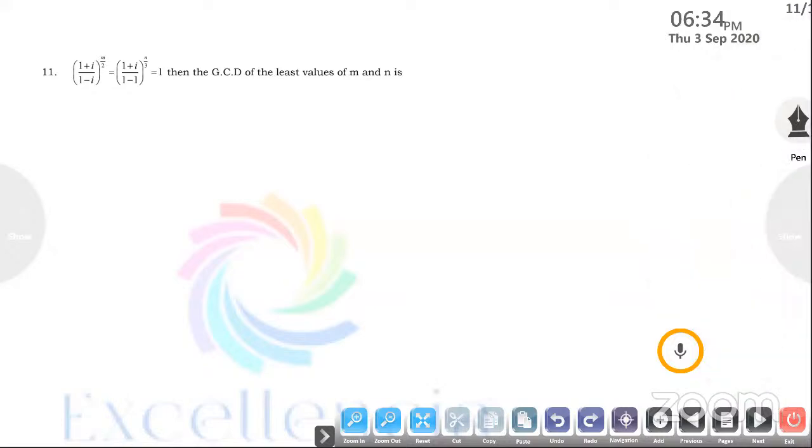See, (1 plus i) by (1 minus i), it's from complex numbers. So the question once again: ((1 plus i) by (1 minus i)) to the power m by 2 equals 1, and ((1 plus i) by (1 minus i)) to the power n by 3 equals 1, both are equal to 1. Then what is the greatest common divisor of the least values of m and n? Of course, least positive integers.